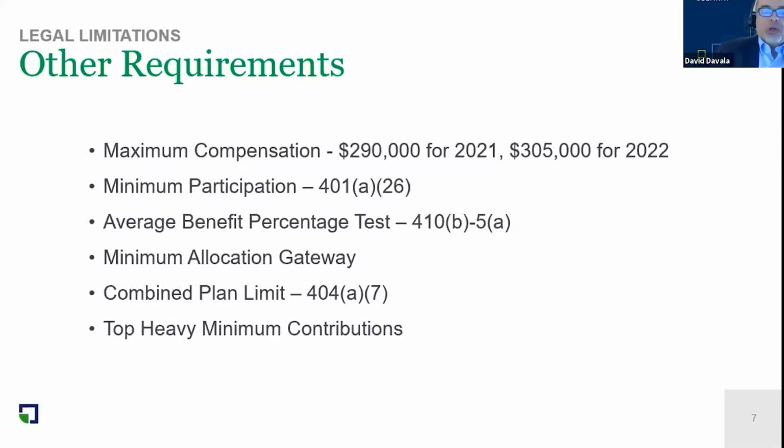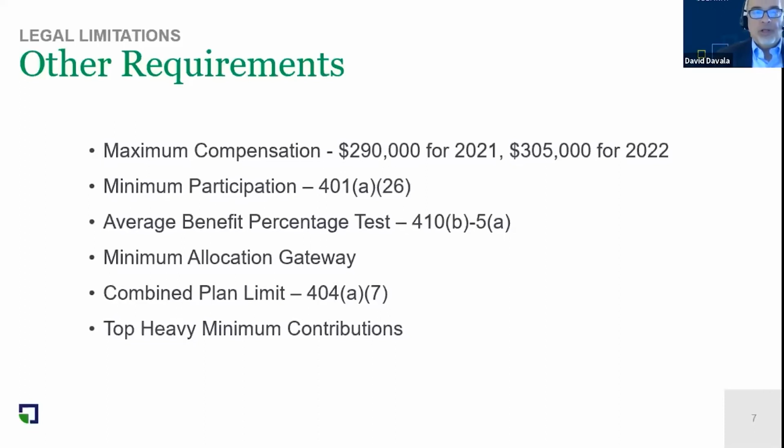Minimum allocation gateway. This is something we deal with a lot in discrimination testing and cross-testing. There is a gateway that must be satisfied to cross-test the defined contribution plan. The easiest one to pass is where the non-highly compensated receive a minimum allocation based on what the HCEs receive. When testing a combination of a DB and a DC plan, there's a different gateway that must be satisfied. The most common and easiest gateway to pass is where the NHCEs receive a minimum allocation based on what the HCE receives.